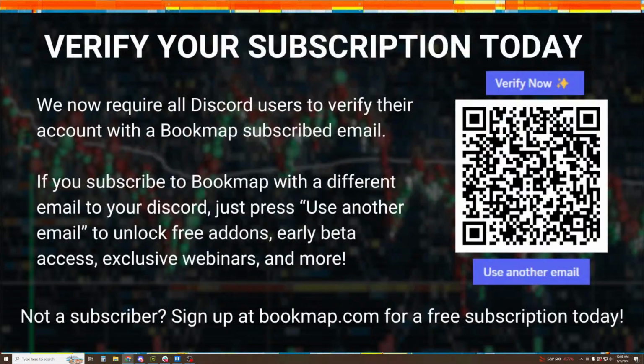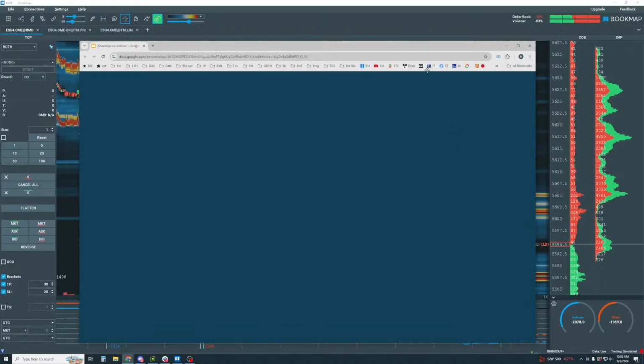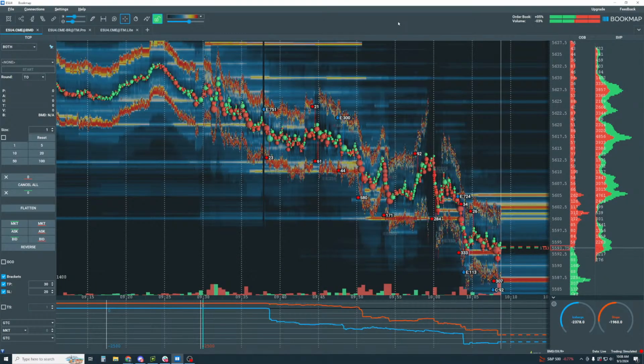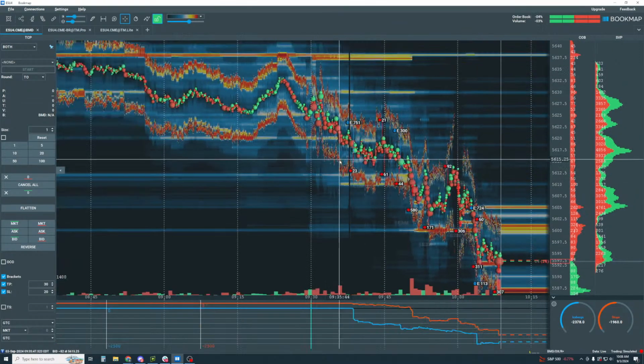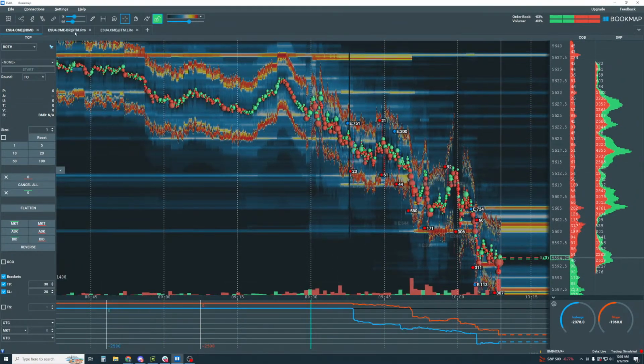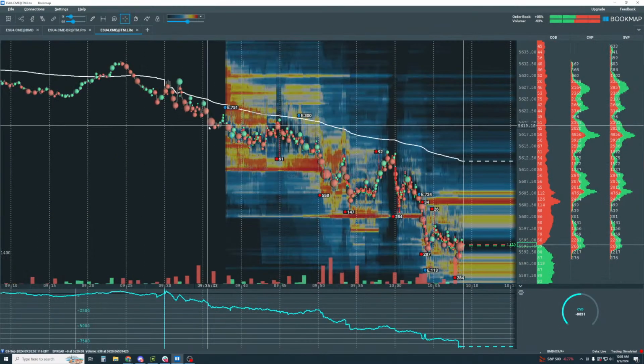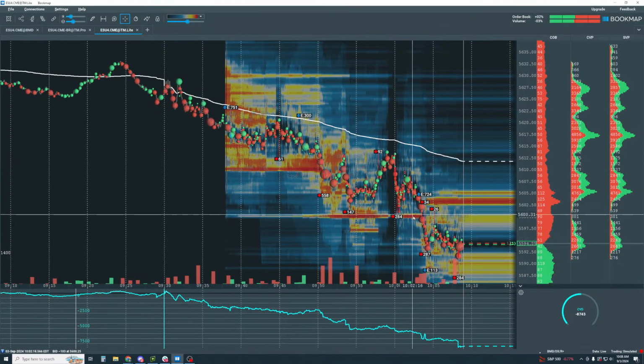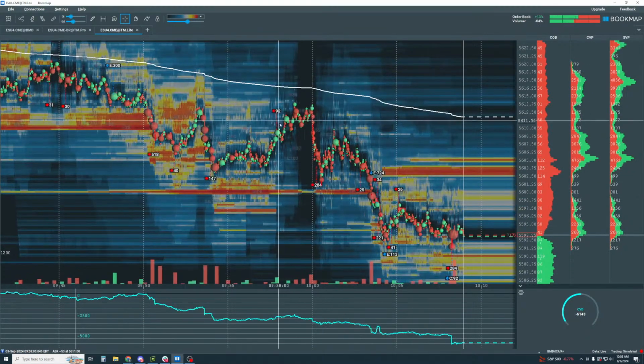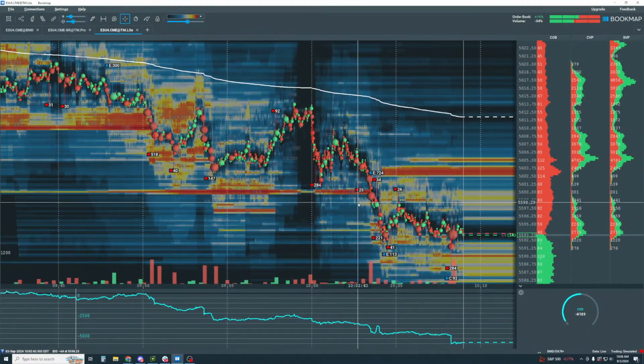All right, so anyway, let's move on and take a look at these markets. We are down for the day, as you can see, and I'm going to jump over to the TraderMap Lite or TraderMap Pro version here, and we get a little bit better insight on the liquidity.